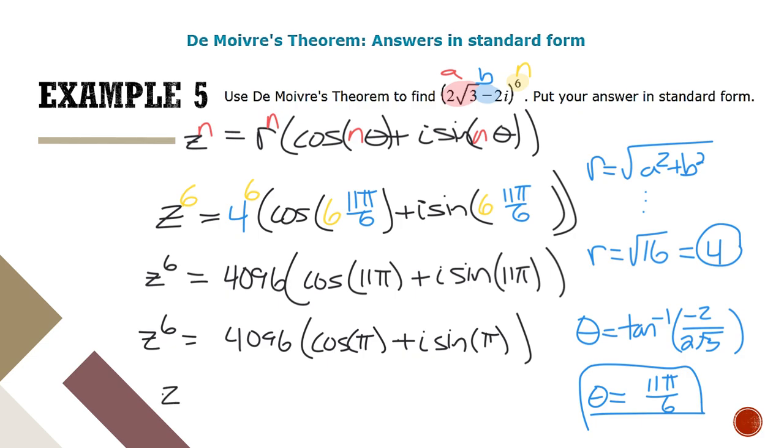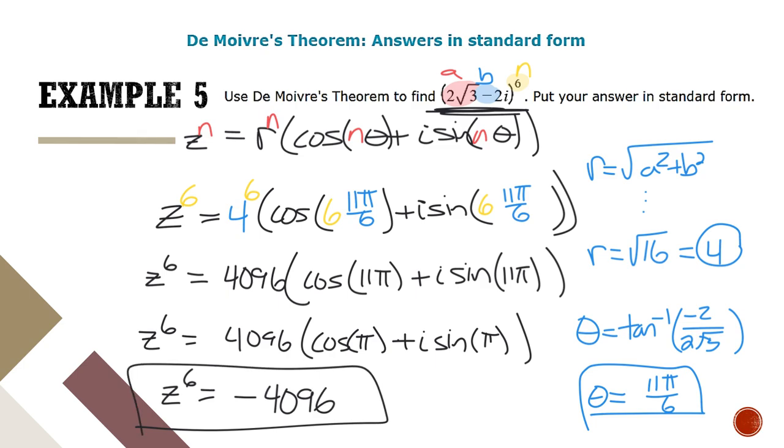So our final answer of z to the 6th in this case, or this number to the 6th, is going to be negative 4096. So instead of distributing this out 6 different times, we can do it very streamlined and very quick.